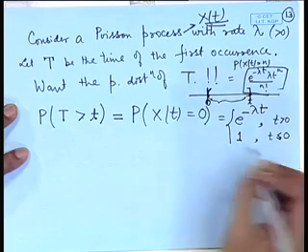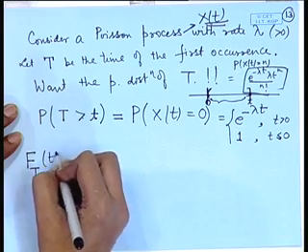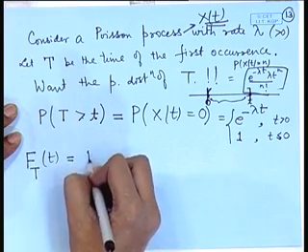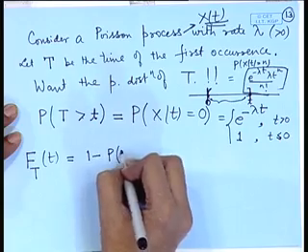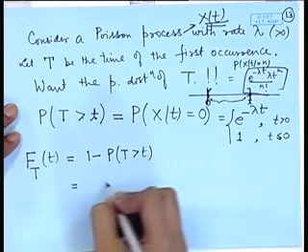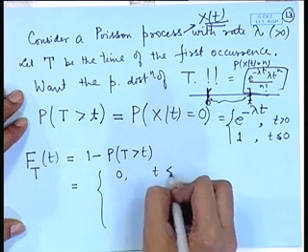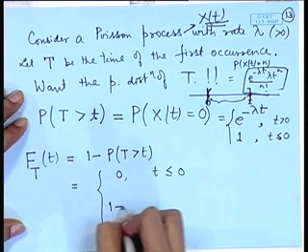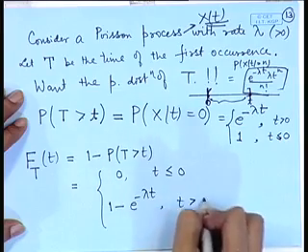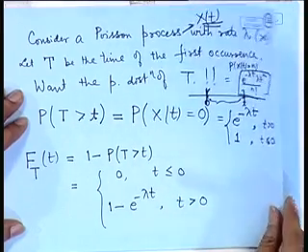So, this is for t greater than 0; this probability will be 1 if t is less than or equal to 0. So, if we consider the cumulative distribution function of T, that is capital F of t, it is 1 minus probability of T greater than t. So, from this derivation it is equal to 0 for t less than or equal to 0, and it is 1 minus e to the power minus lambda t for t greater than 0.